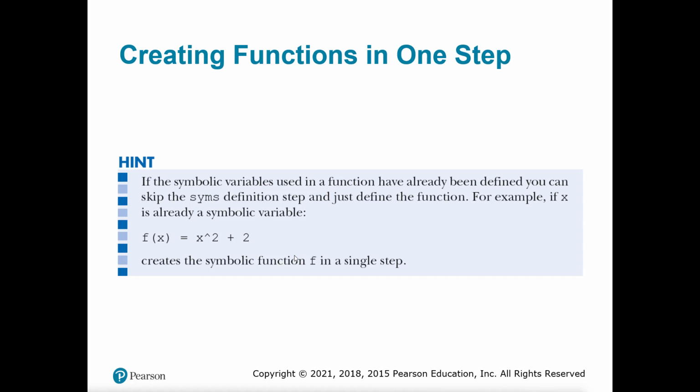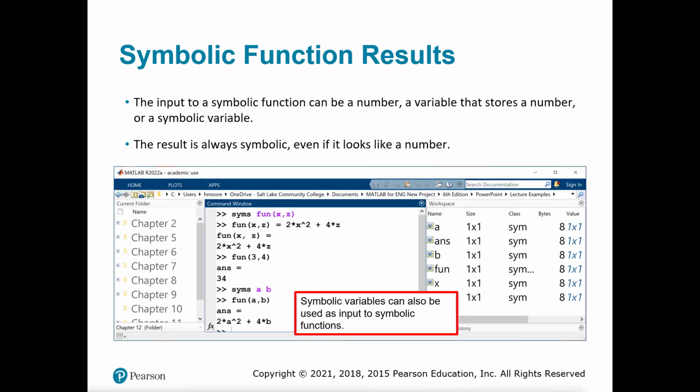Creating functions in one step. You could do this if X is predefined as a symbolic. You could do this all in one step, which I should put in here, but it just seems to me like, isn't that what we did here? We created this function as symbolics. I guess if we'd have just created X and Z as symbolics, then this would have created that as a symbolic function as well. Okay.